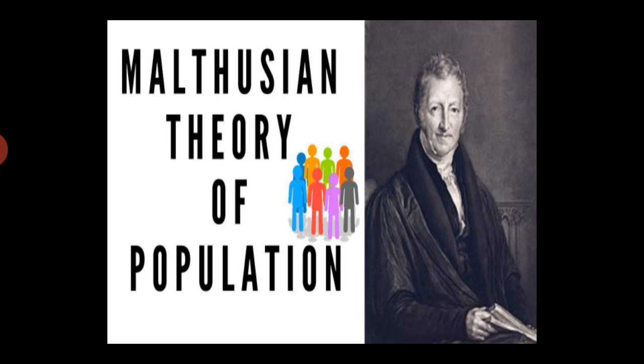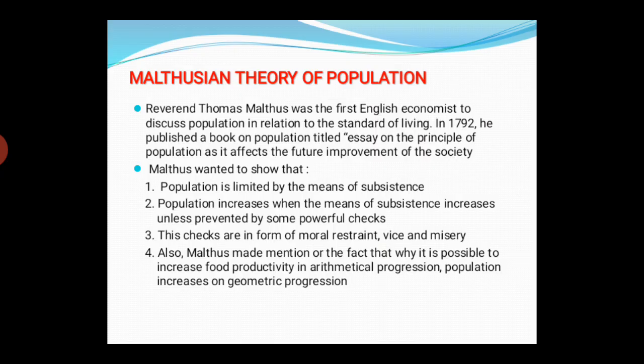Malthusian theory of population. You can see the picture of the man there. That is Reverend Thomas Malthus. All right, sit back. Malthusian theory of population. Like I said before, this theory was developed by a British man, the first English economist to look into population problem, and his name was Reverend Thomas Malthus.